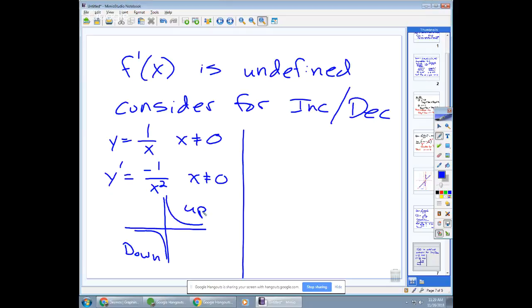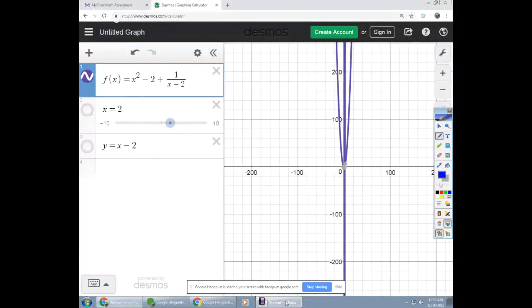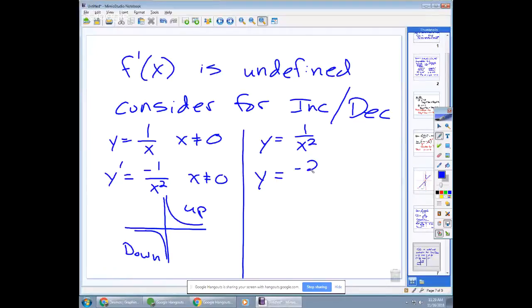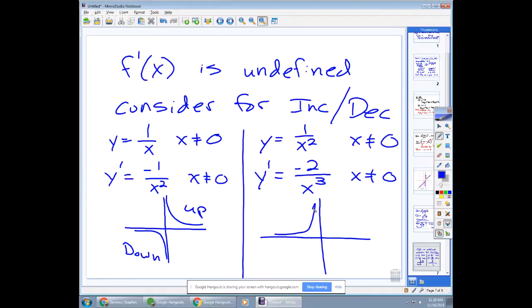Okay. Does that always happen? No. Consider 1 over x squared. Its derivative would be negative 2 over x cubed. Both of these cannot have x equals 0. However, if you look at the original function, it looks like this. What's the concavity on the left? What's the concavity on the right? Yeah, it doesn't change over that value, so you just never know what can happen.